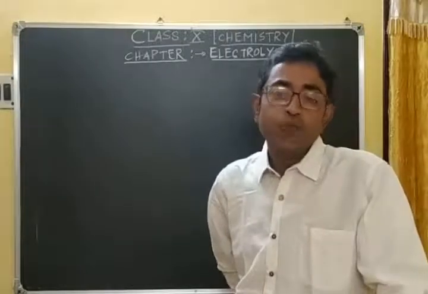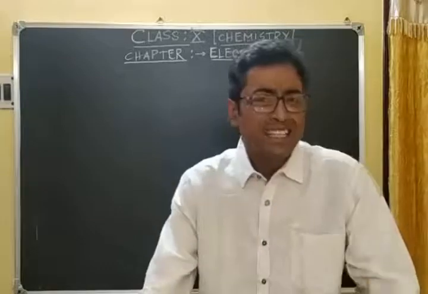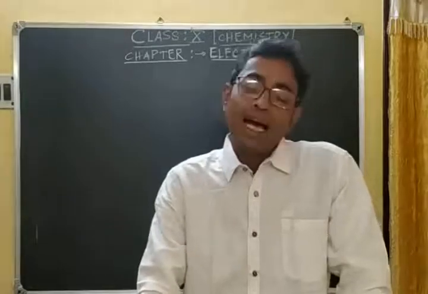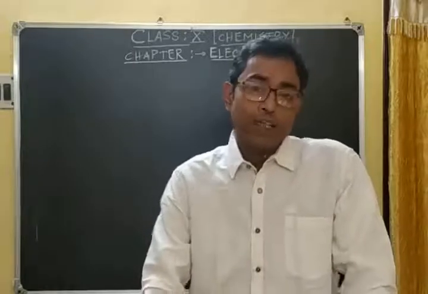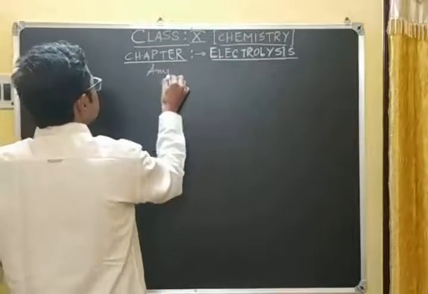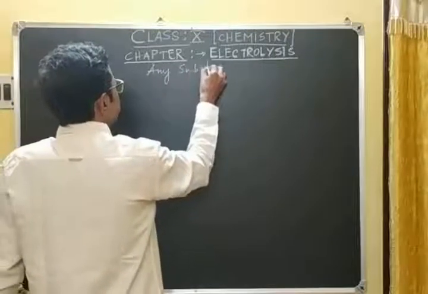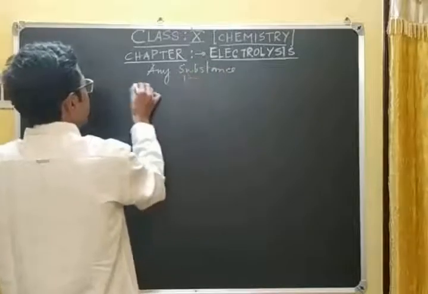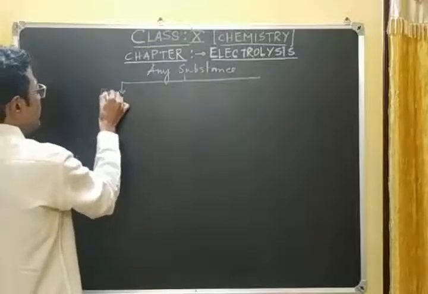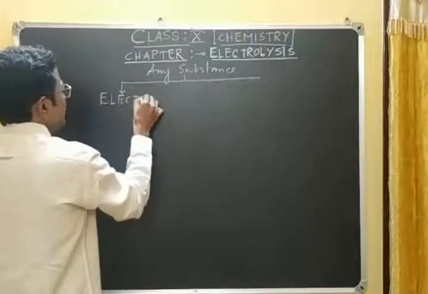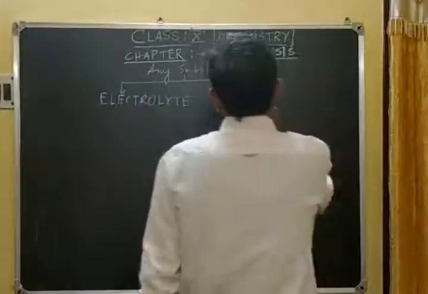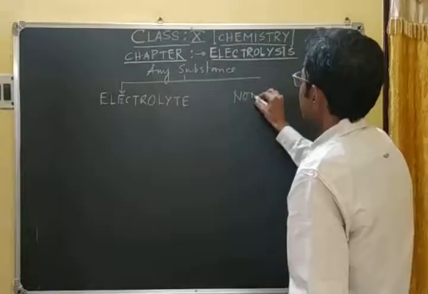So before going into this, we will start with the fact that any substance can be categorized into two types. One is electrolyte, another is called non-electrolyte. You can classify any substance into two categories: one is called electrolyte, and another is called non-electrolyte.